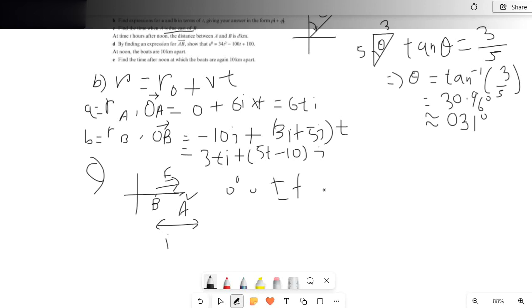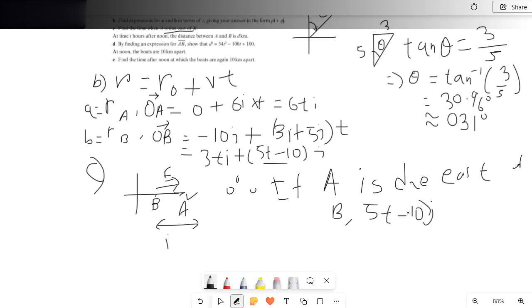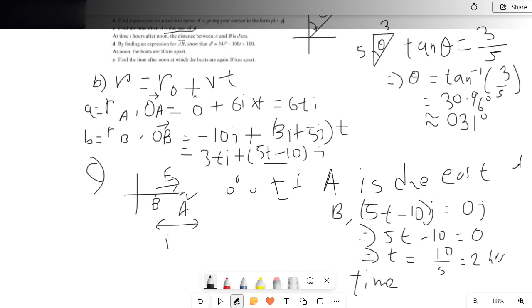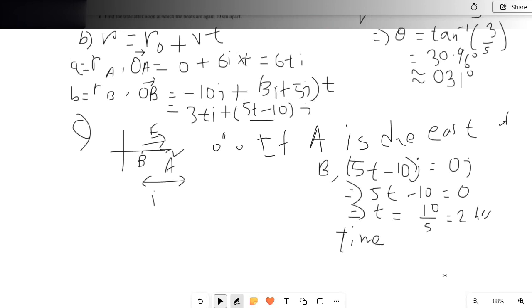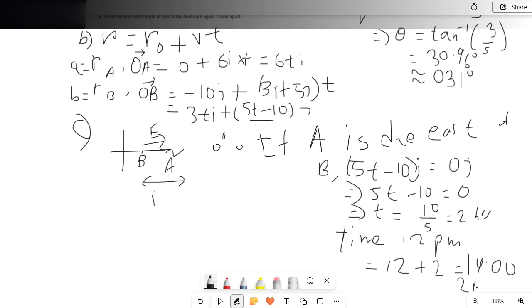Therefore, if A is due east of B, the j component of AB, here it is 5t minus 10 j, must be equal to 0j. So equating both sides, we have 5t minus 10 equals 0, and so t is equal to 10 by 5, or 2 hours. So the time should be 12 plus 2, as we know that initially both of the ships started at noon, and noon means 12 p.m. So the time should be 12 plus 2, which is 14:00, or can be written as 2 p.m.